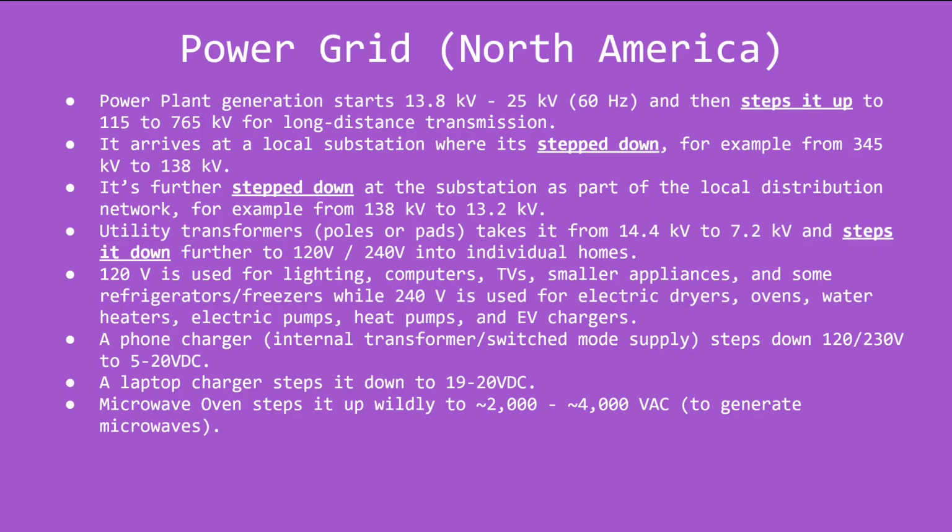Now, let's use the example of a power grid in North America. You've got power being generated at anywhere from 13.8 kilovolts to 25 kilovolts at 60 hertz. It steps it up to 115, all the way as high as 765 kilovolts, and this is to allow for long distance transmission. It arrives at a local transmission substation where it's stepped down from, say, 345 kilovolts to 138 kilovolts. When it goes to the distribution substation, it's further stepped down, going from like 138 to, say, 13.2.